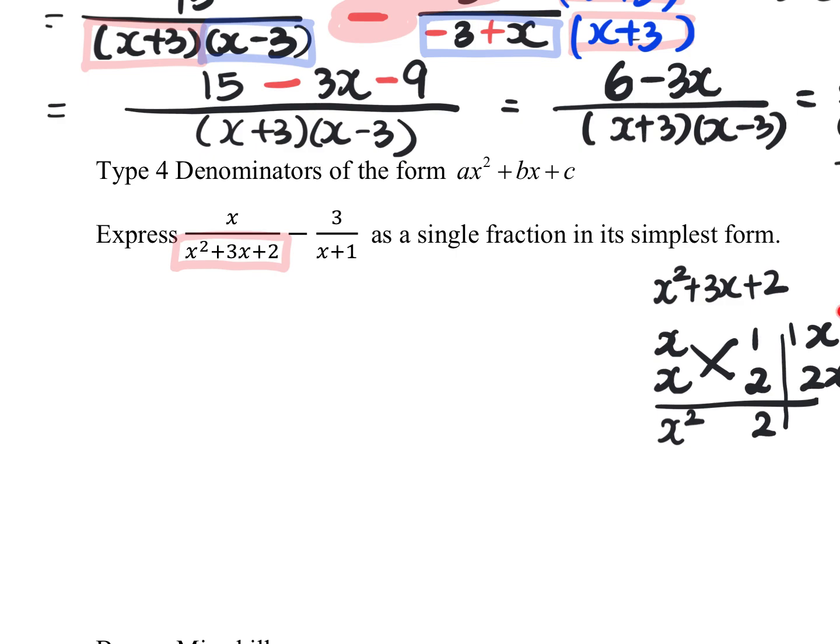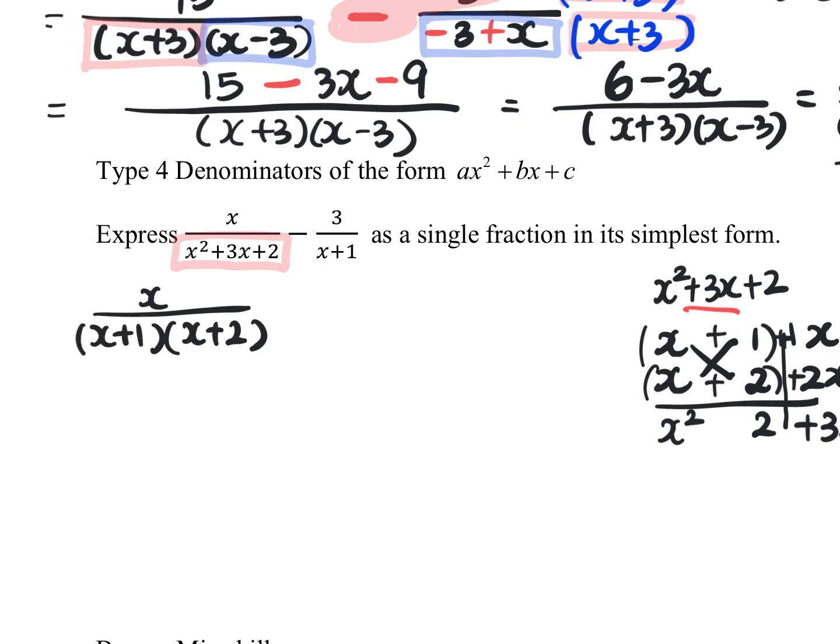In this column over here, this is the addition column. So we're going to make sure we get the number positive 3x. How are we going to add this up? I need a positive sign for both of them. I bring over my sign, and I have these 2 brackets. So first I've changed my quadratic denominator to x plus 1, x plus 2, minus 3 over x plus 1.